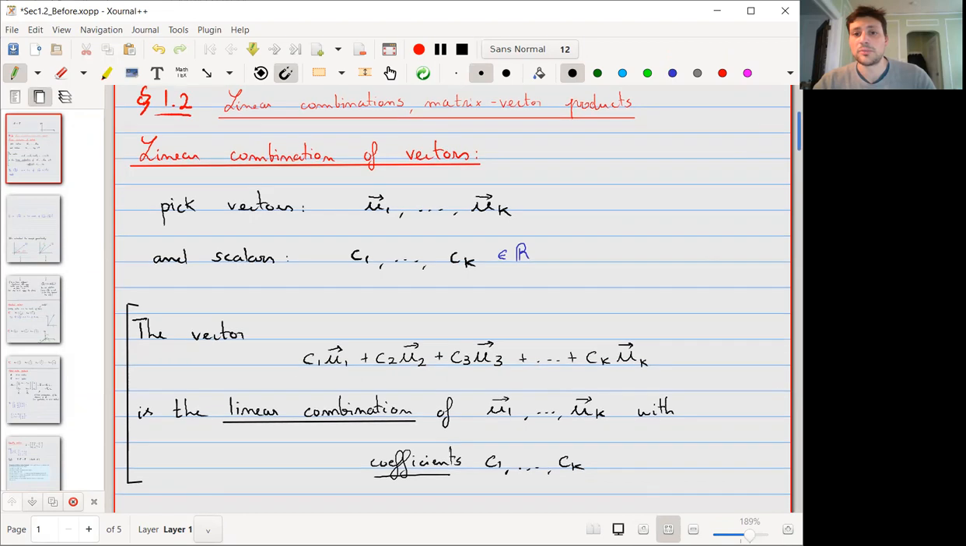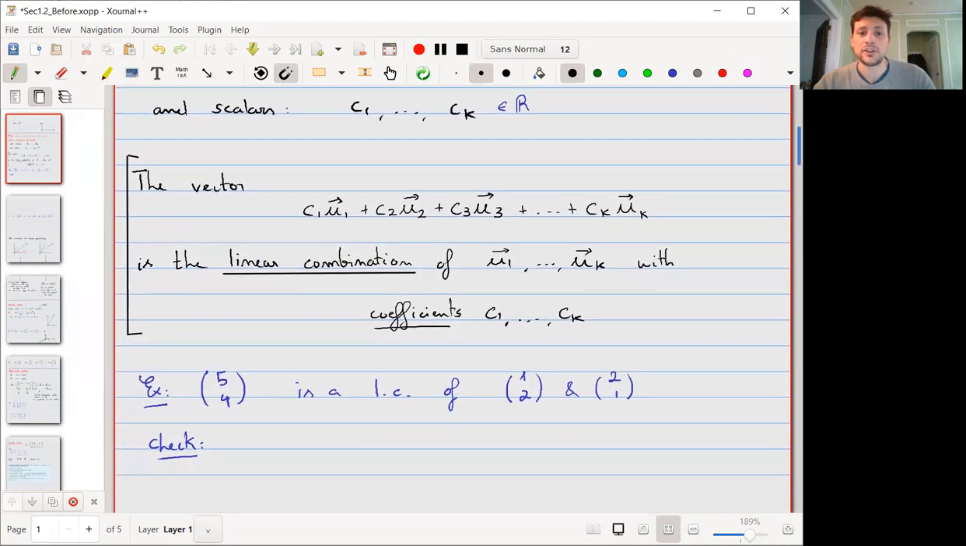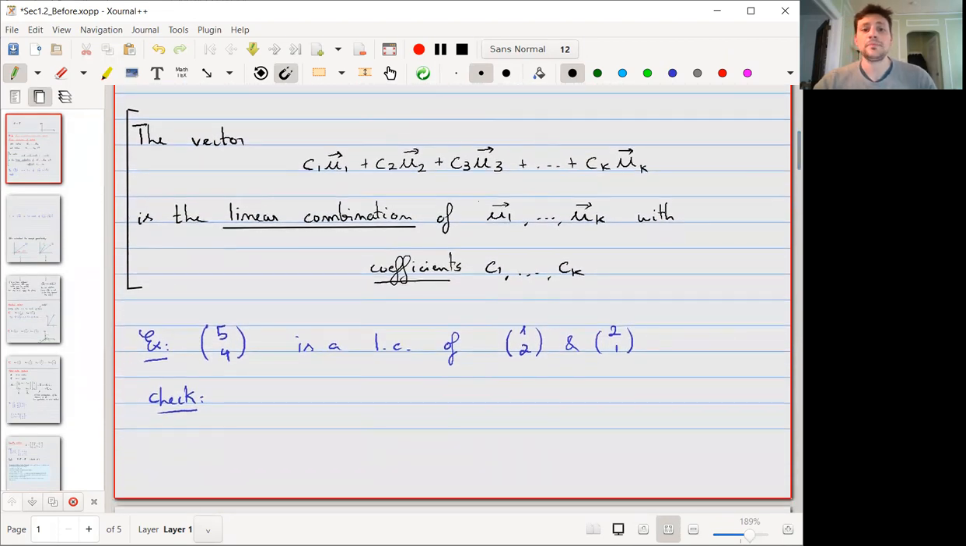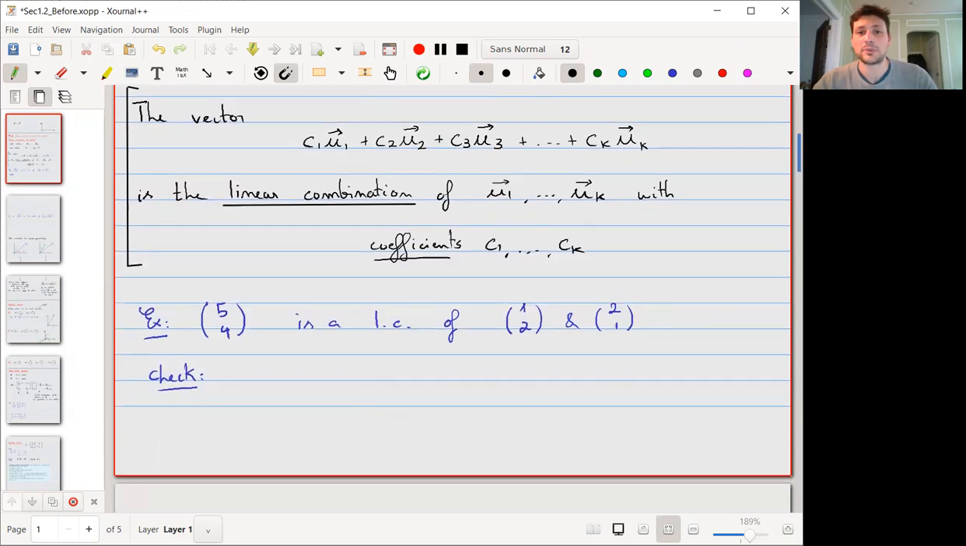That's why it's called the linear combination. It's a combination of the vectors, and it's linear because every vector appears without exponents. That doesn't even have meaning with vectors, but that's what happens.